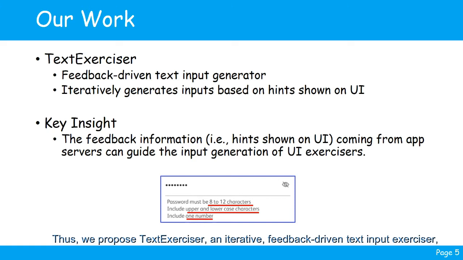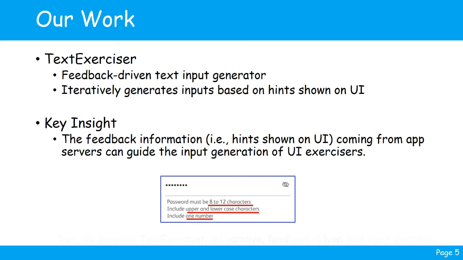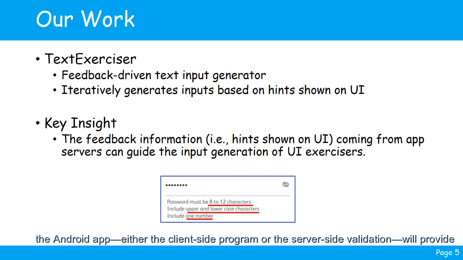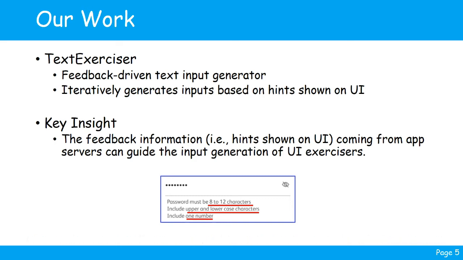Thus, we propose TextExerciser, an iterative feedback-driven text input exerciser which generates inputs for text fields of Android apps. The key insight here is that if a text input does not satisfy the enforced constraints, the Android app, either the client-side program or the server-side validation, will provide clues or hints for the malformed input, which can be used as feedback for improvement.